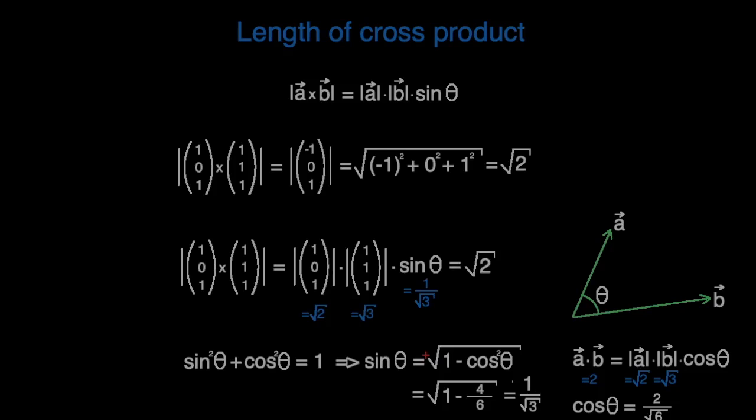Then, the product becomes square root of 2, times square root of 3, times 1 over square root of 3. And so, we get square root of 2 for the length of A cross B. Notice that we got the exact same outcome using the two different methods.